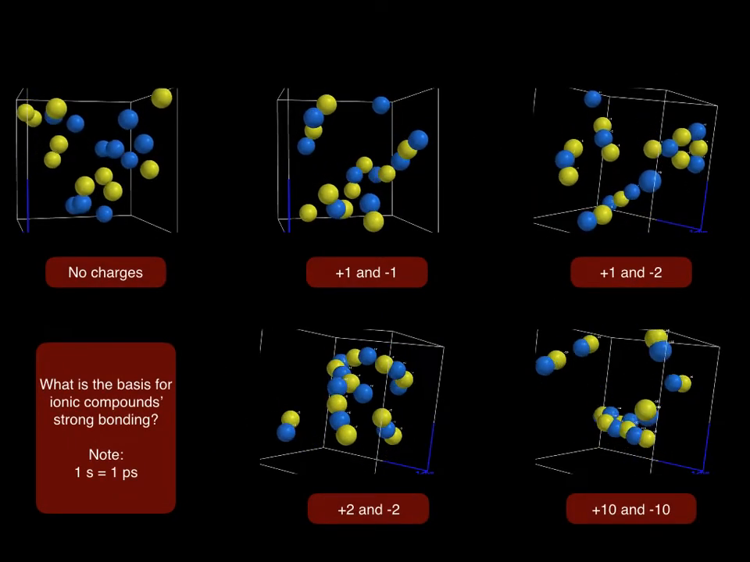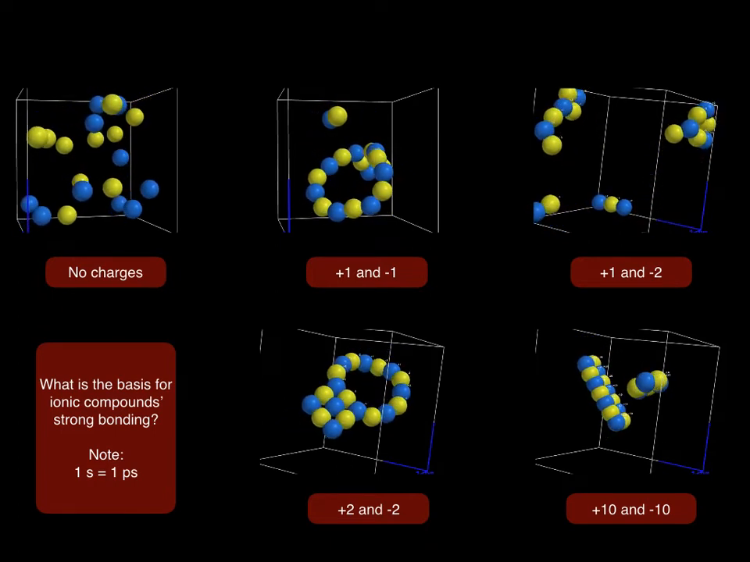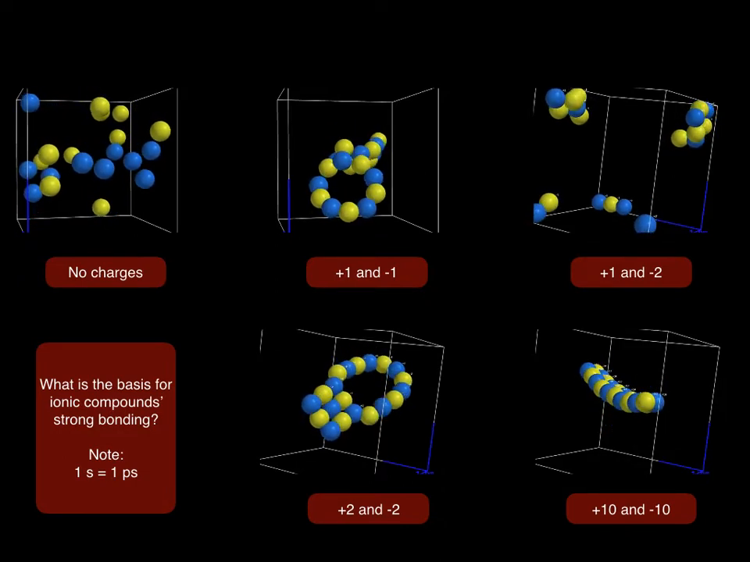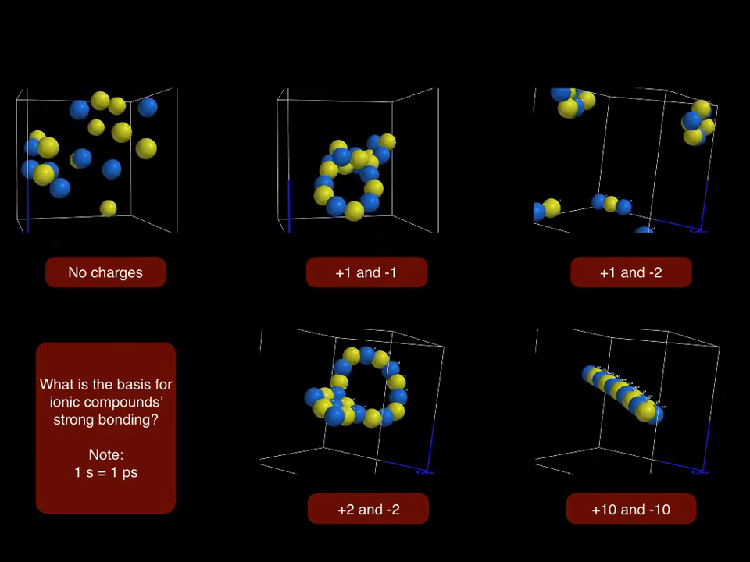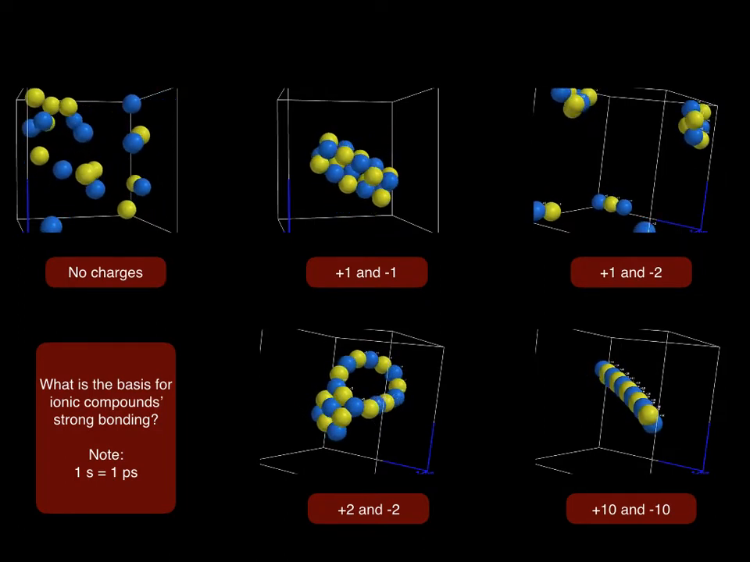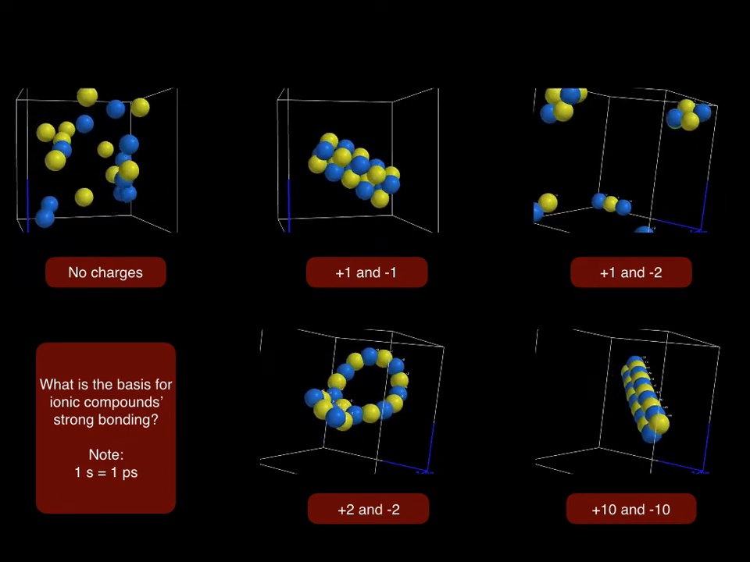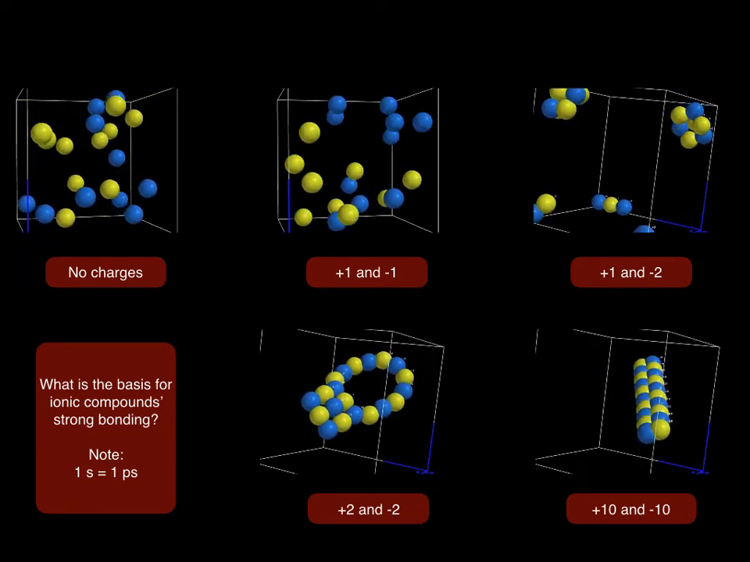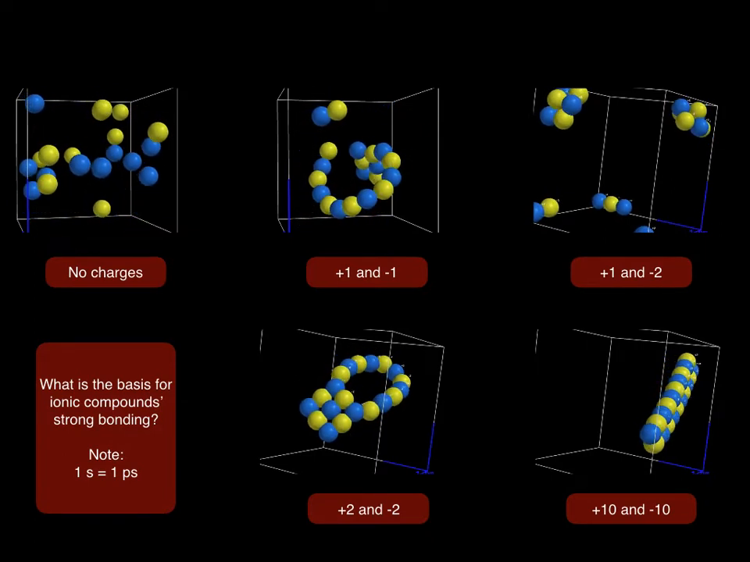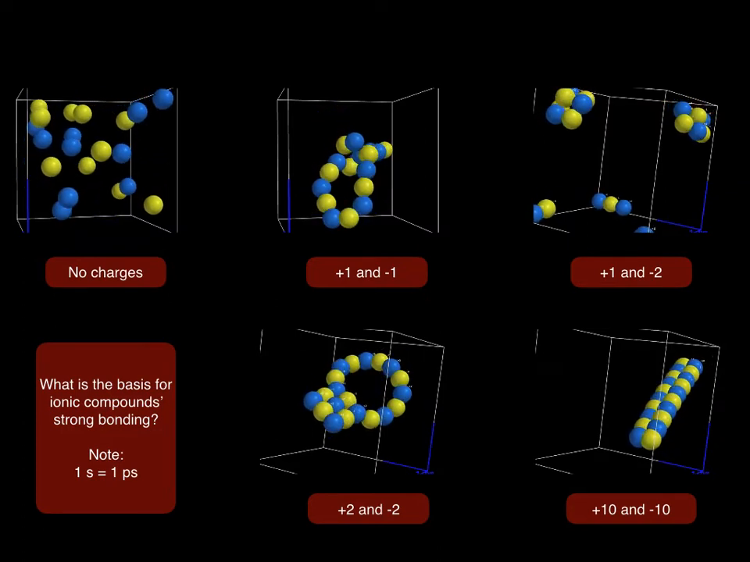Thus, it is their continuing, repeating lattice arrangement of alternating charges which give ionic compounds their incredible bonding strength. In these simulations, 1 second is equivalent to 1 picosecond, or 1 times 10 to the negative 12th second. Also, note how the ions self-organize, finding the right equilibrium between maximizing attractions and minimizing repulsions.